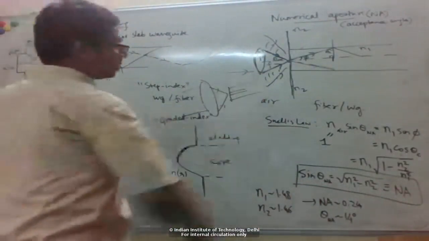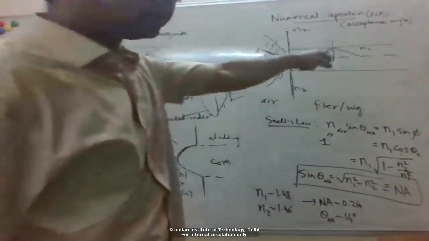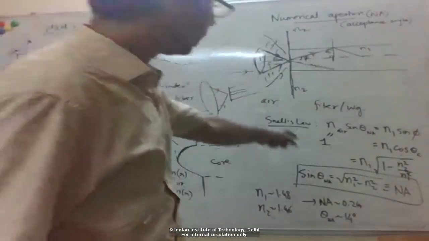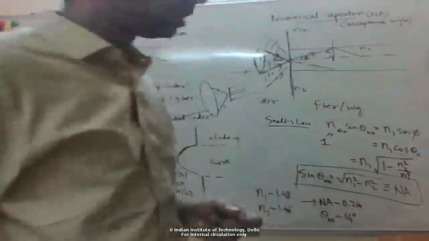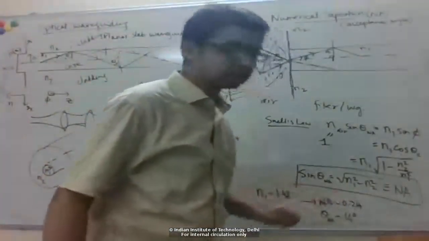Sir, do we prefer high NA lenses or low NA lenses? Right. So if you want to couple into fiber, then you want a low NA lens, right? You want a lens which has NA lower than the NA of the fiber. And we saw that the typical NA of fiber, let's say, is 0.24 or something. So this is also for a multimode fiber.